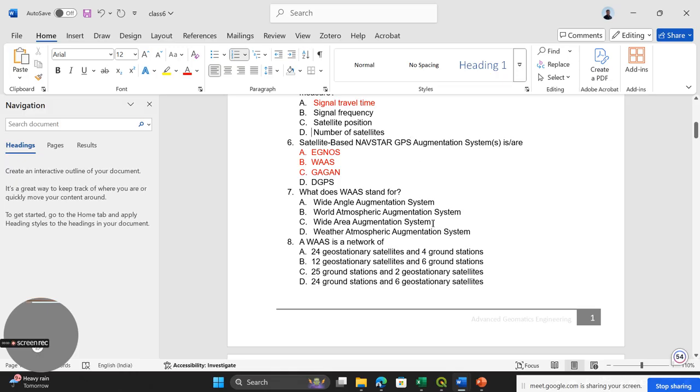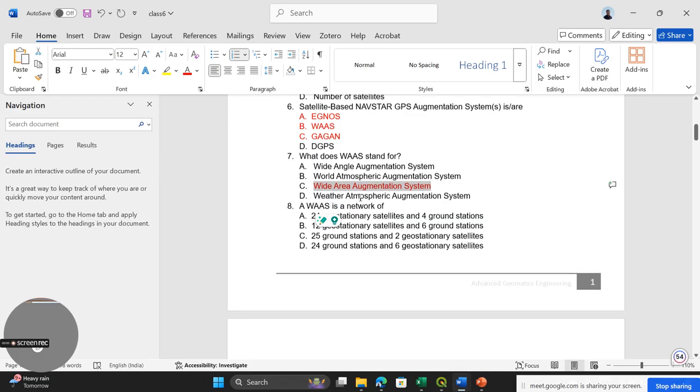Yes, so option C, wide area augmentation system. If any one of you feels that you don't know the answer or if you need an explanation of it, please let me know, because this thing you have already done and these are theoretical questions only. So I expect you to answer. If you do not know or if you need explanation, please just let me know. So we'll discuss each and every option also in that case.